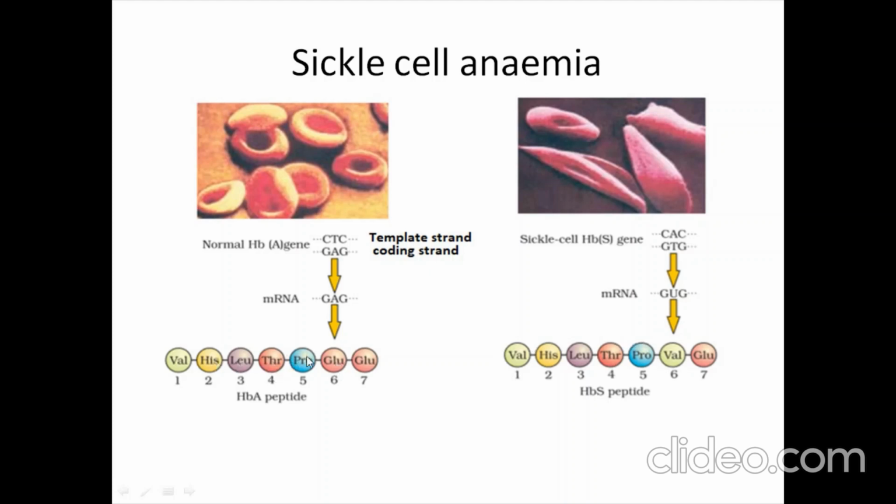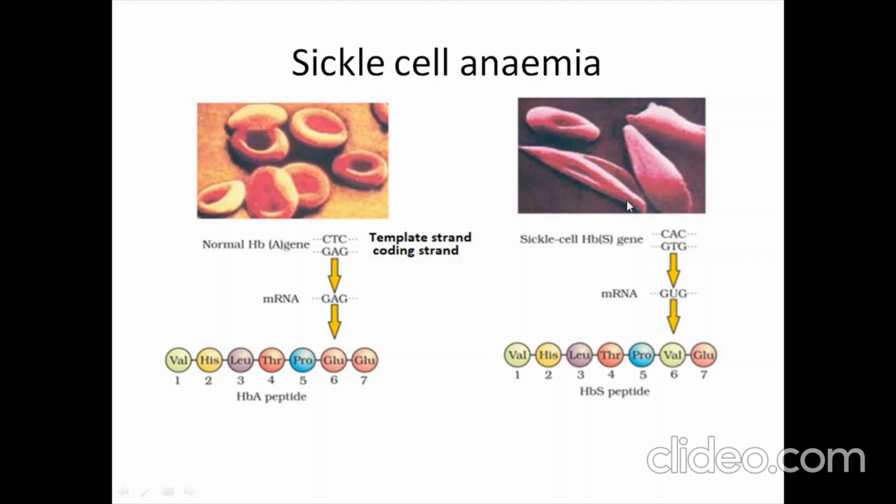Each of these amino acids is coded by a sequence of 3 nucleotides on mRNA. Here, glutamic acid is coded by GAG. But in sickle cell anemia, this GAG is replaced by GUG. GUG codes for valine. GAG codes for glutamic acid, whereas GUG codes for valine.